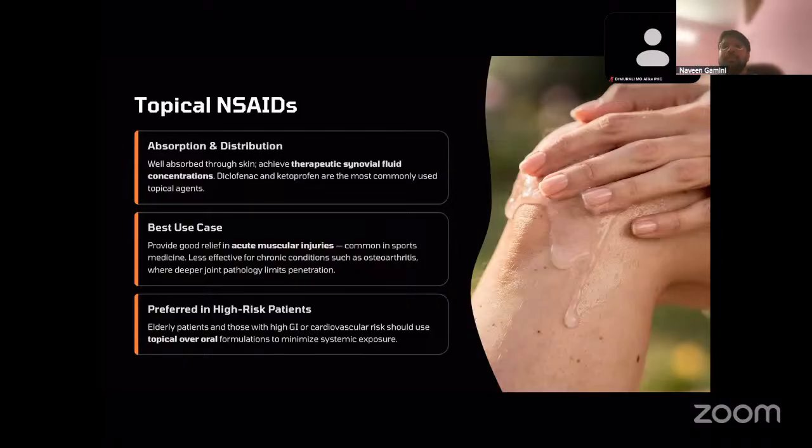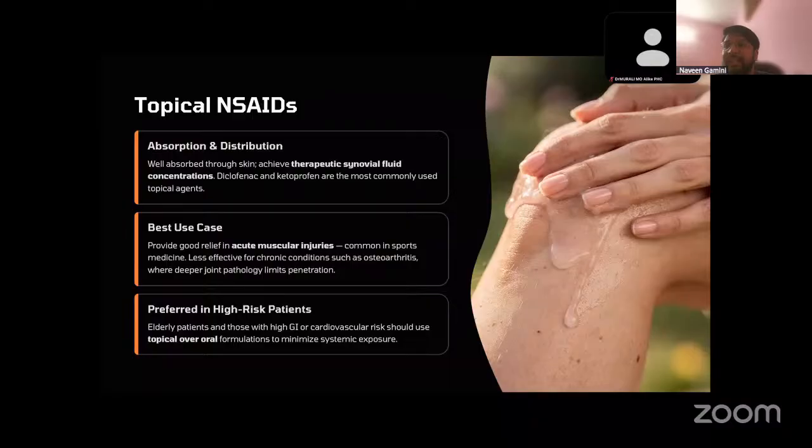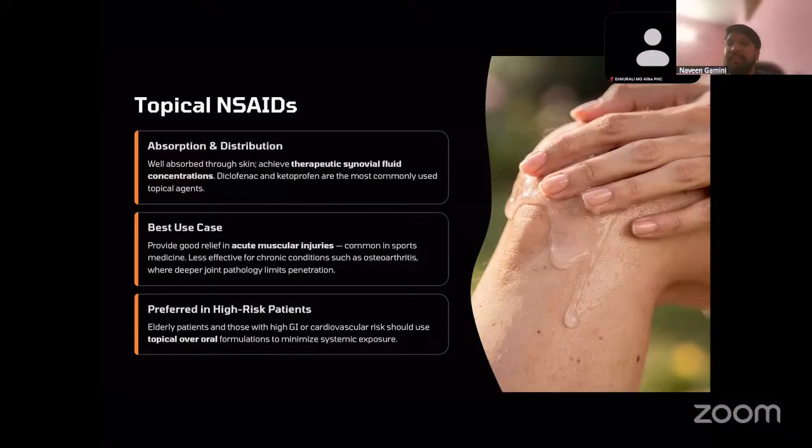Now, what about the topical NSAIDs? The absorption and distribution of topical NSAIDs can achieve therapeutic dosing in synovial fluid concentration. Diclofenac and ketoprofen are most commonly used as topical agents. But the best use case is in acute muscular injuries. So only in acute conditions they have a role. They are less effective for chronic conditions such as osteoarthritis.